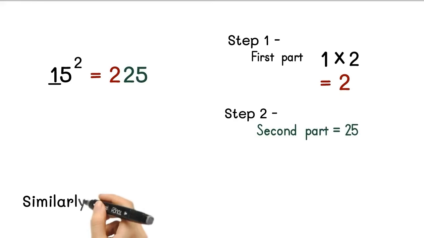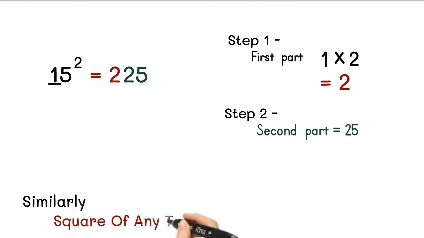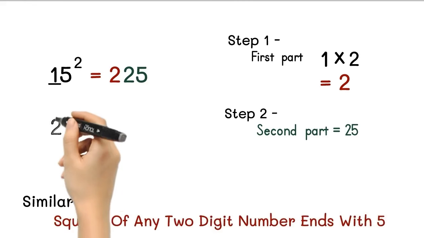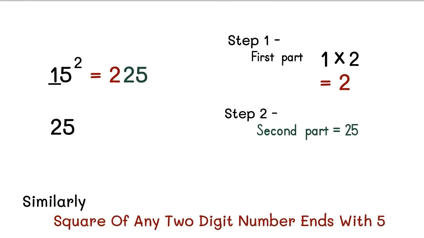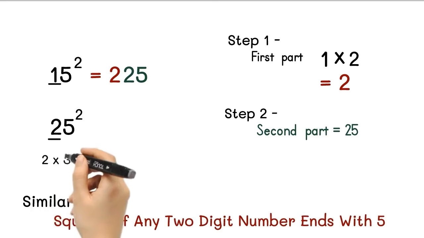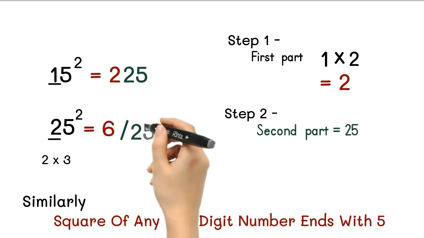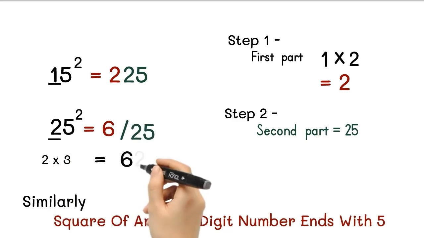Similarly, you can find the square of any two-digit number which ends with 5. Let's take the next example here. Square of 25. So here the tens place digit is 2 and the next number is 3. So 2 multiplied by 3 equals 6. This is our first part and the second part is 25. So our answer will be 625.